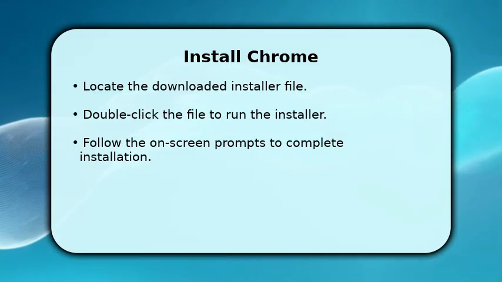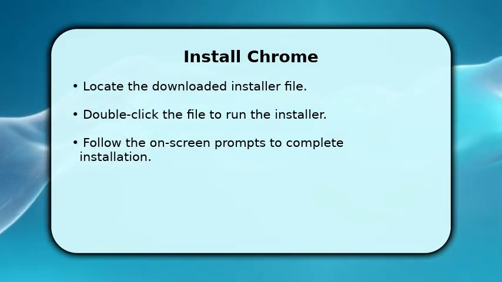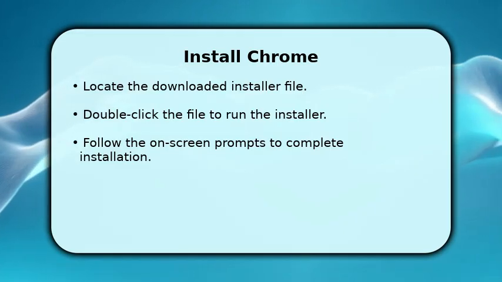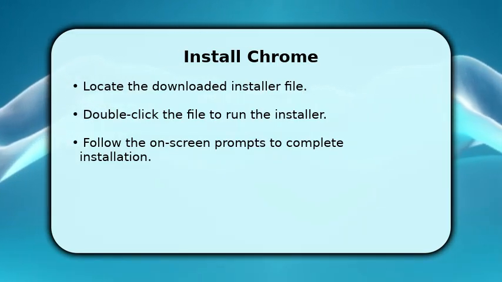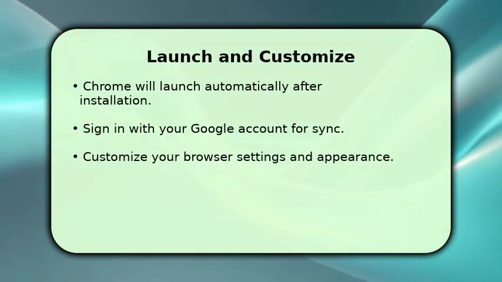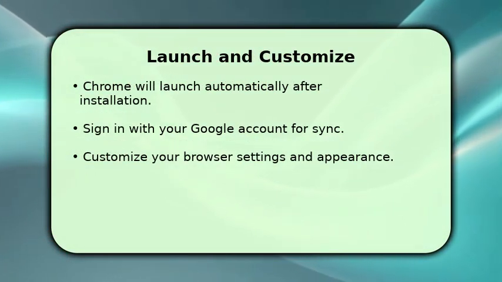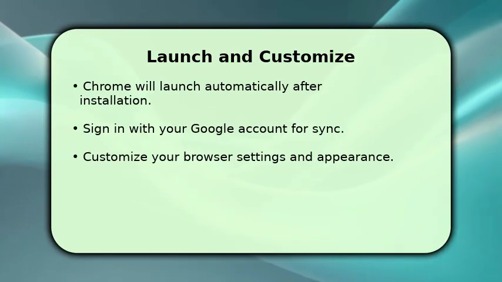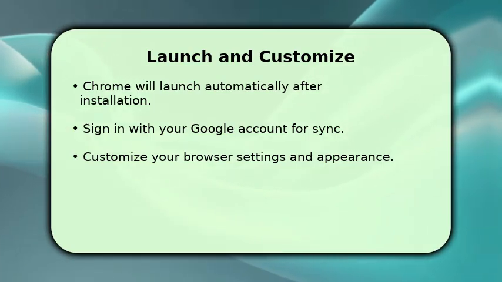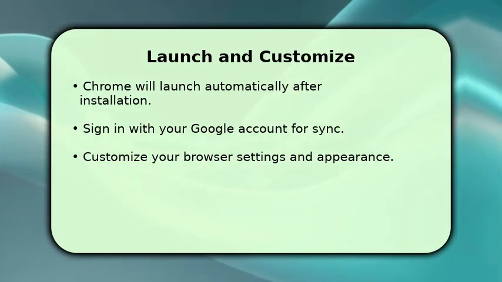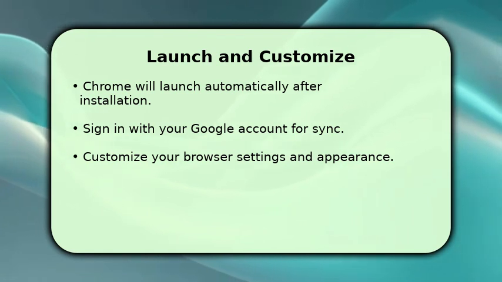You might see a security prompt. Click Run or Open to proceed. The installer will then guide you through a few simple steps, often just requiring you to click Next or Install. Once the installation is complete, Google Chrome will typically open automatically. If it doesn't, you can find its icon on your desktop, in your Start menu, or in your Applications folder.